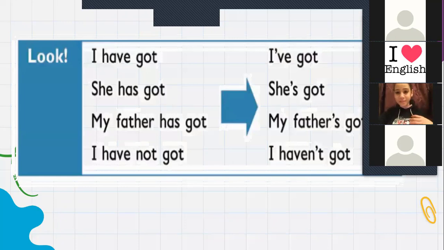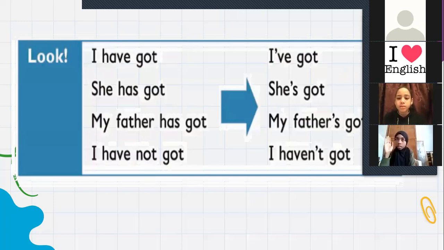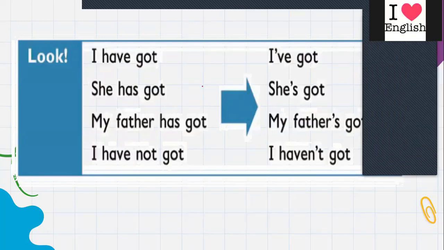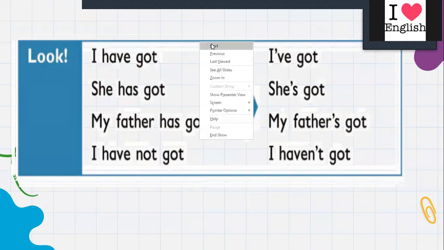Hanan, read quickly, please. We'll move to the next section. I have got. She has got, she's got. My father's got. I have not got, I haven't got. Yes, very good.